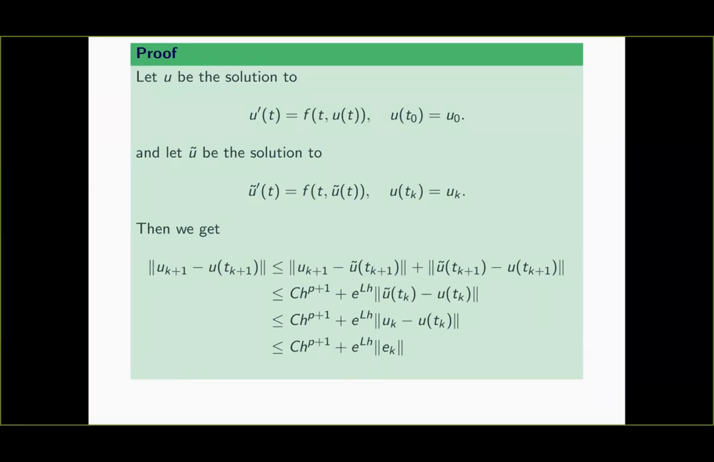Next, I realize that, of course, u tilde at time tk is just the same as uk. So in total, I get that the global discretization error at time step tk plus 1 is bounded from above by c times h to the p plus 1 plus exponential of LH times the Euclidean norm of ek, the global discretization error at time tk. Okay, now I can proceed with an induction proof.